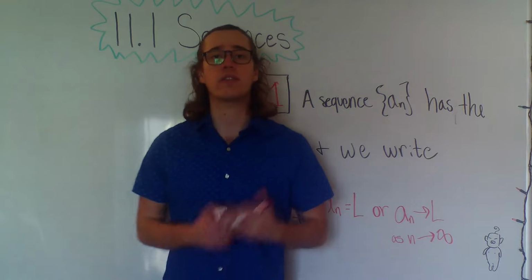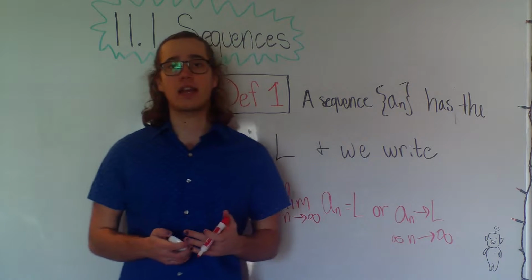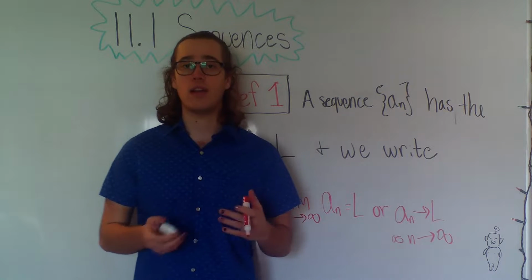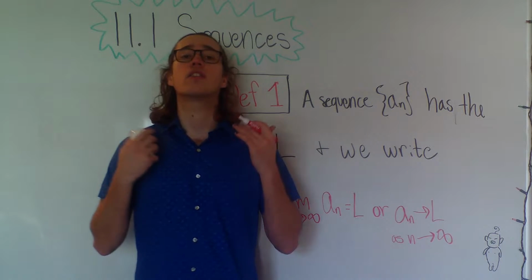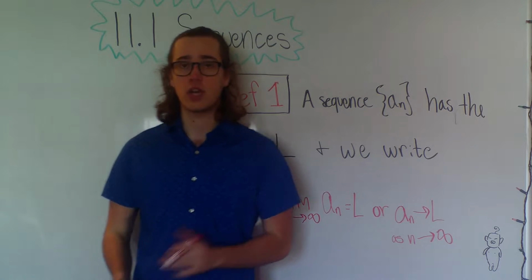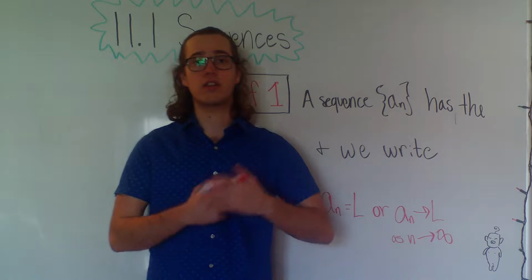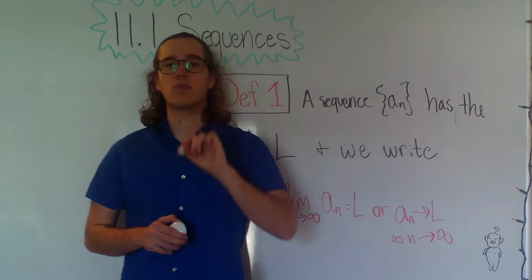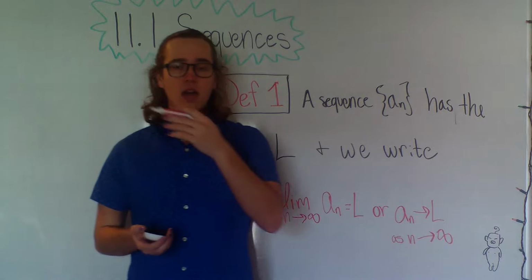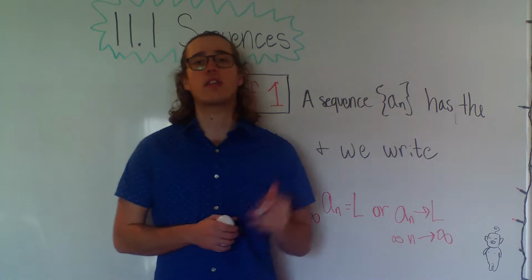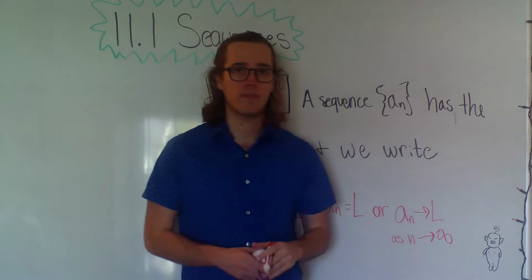Essentially, if our sequence converges to a definite number L, then we say our sequence is convergent. If it does not converge, then it is considered divergent. We may have a sequence that goes 1, negative 1, 1, negative 1, 1, negative 1. That would be a divergent sequence, because it doesn't ever approach one number.